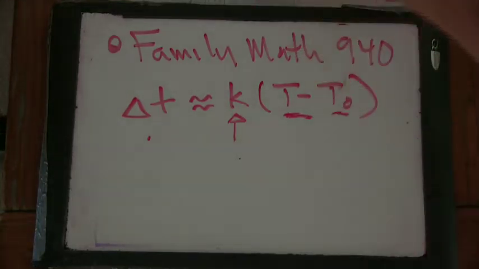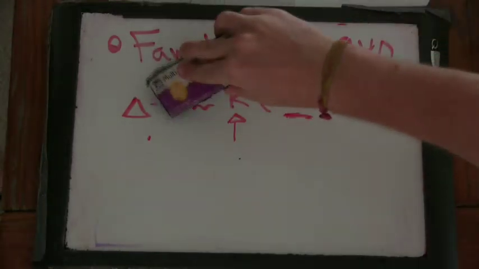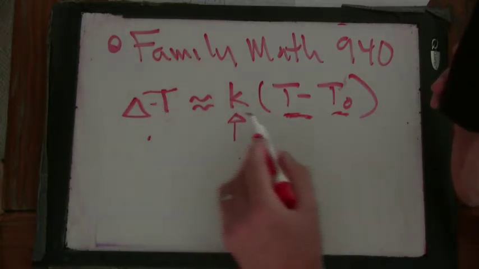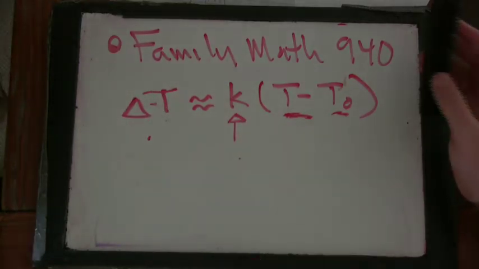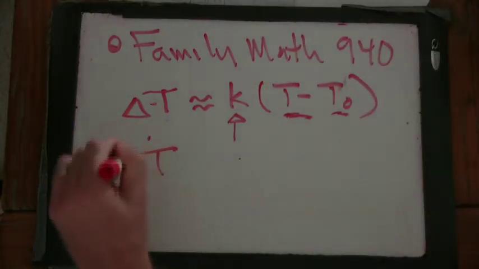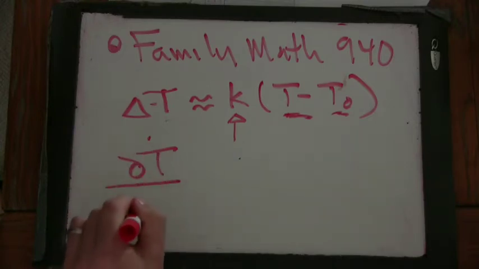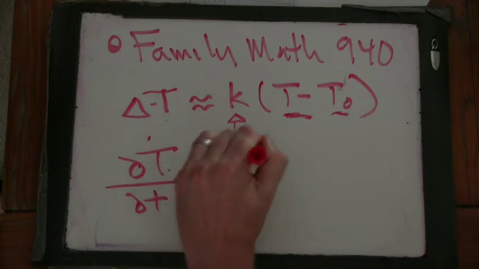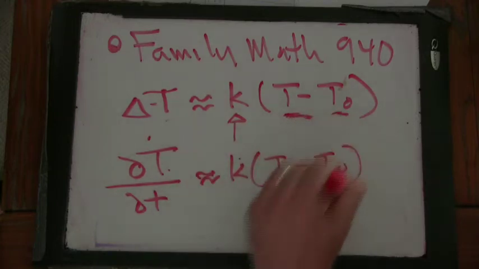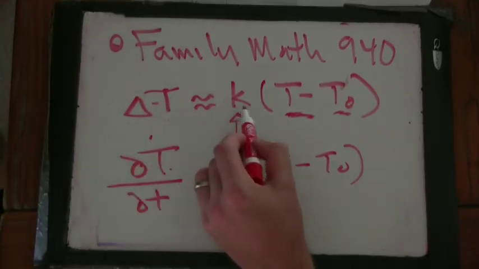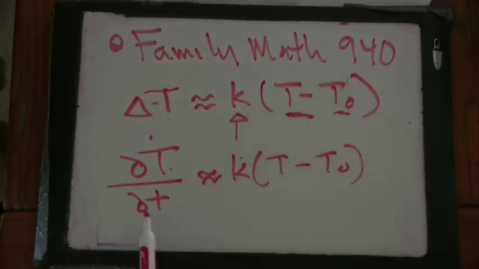Another way we could say this, I was a little sloppy. The change in temperature, capital T, is approximately equal to this, or since we're studying calculus this year, there's a differential equation saying the same thing more precisely. The change in temperature over time is proportional to k times T minus T_room. So this just says the change in temperature over some period of time is going to be a constant times the difference in temperature. This is the actual law, the differential equation.